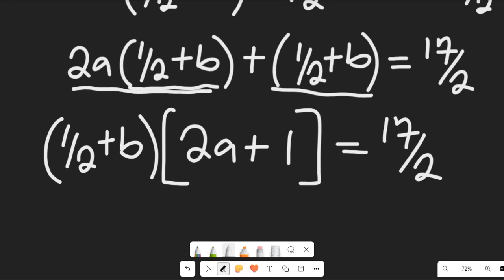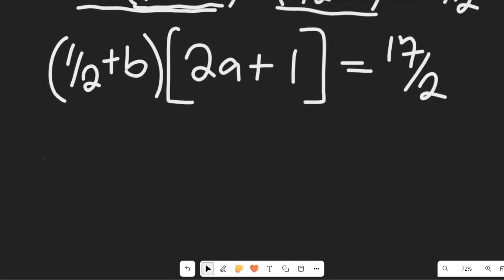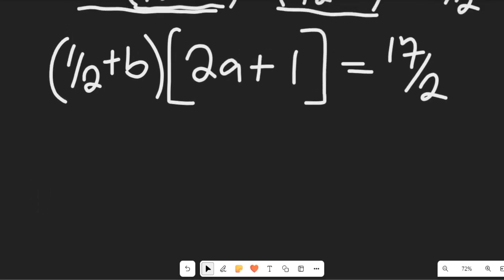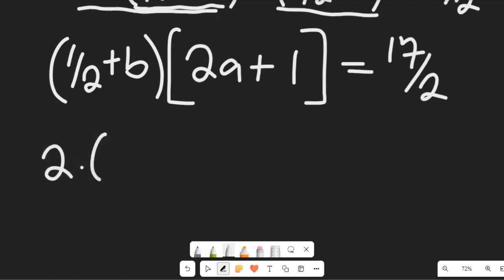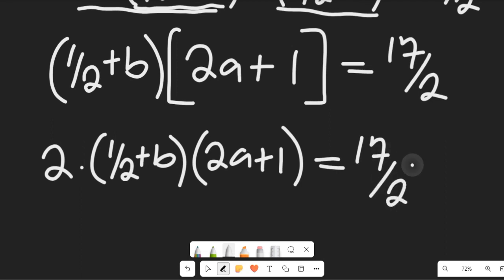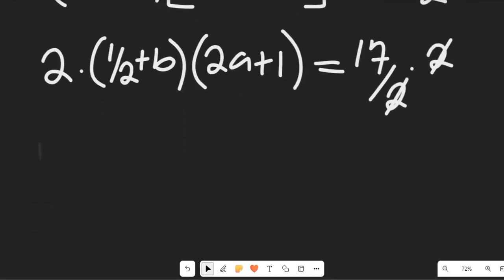Good. So if we have that expression, we can now simplify. And if we simplify, let's see how we multiply the two sides by 2 to clear the fraction. So this expression, 2 multiplied by 1 divided by 2 plus b, and this 2a plus 1, this will be equal to 17 divided by 2 multiplied by 2. Why? 2 clears 2, we'll have left 17.